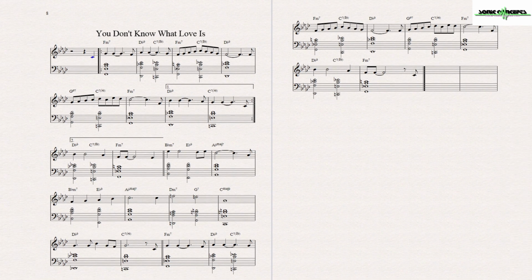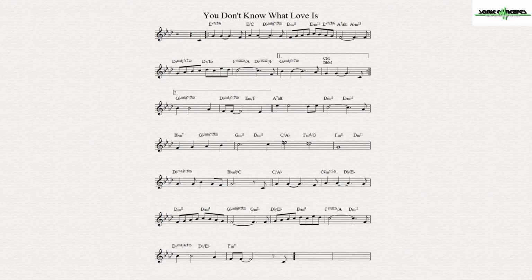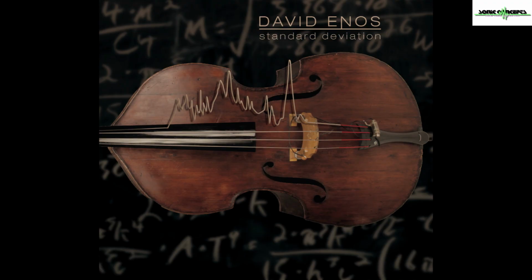As you can see, there are many F minor 7th chords that clearly anchor the tonal center in F minor. The first and last chords are also F minor 7. Now, here's my arrangement of the same song from my Standard Deviation album.